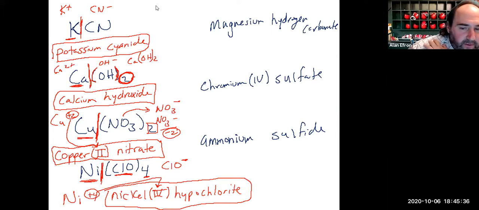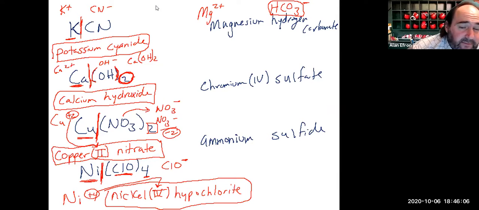So obviously working backwards from the name, like we normally do, we want to start with the basic units. So Mg is magnesium. Magnesium is group two, so that should have a plus two charge. Hydrogen carbonate is the same as bicarbonate. That is HCO3 minus. Again, that entire thing has a minus one charge.